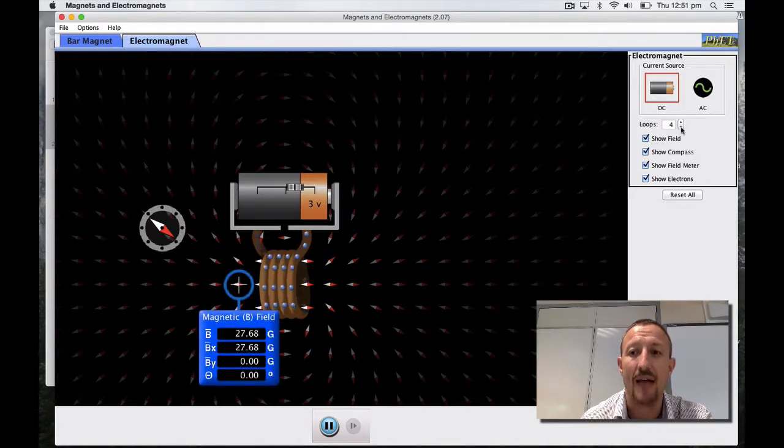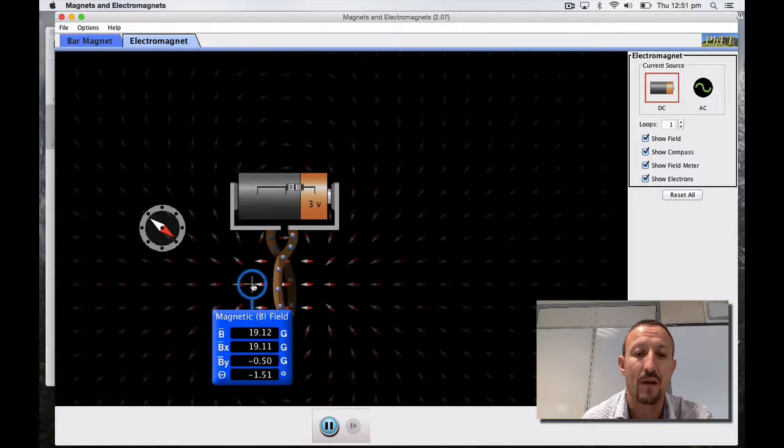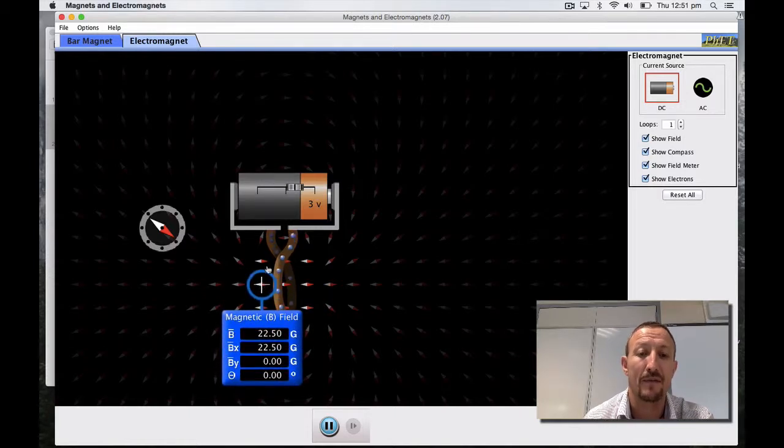So again, that backs up the theory that we looked at earlier in the course. Now obviously I don't have to increase the loops. I could also increase the amount of energy which is flowing from the battery. So I'll put it back here, 22.5 is my magnetic field strength. What happens if I decrease the voltage? Well, if I decrease the voltage, I've now decreased my magnetic field strength. We can go down again, there's 7.5.